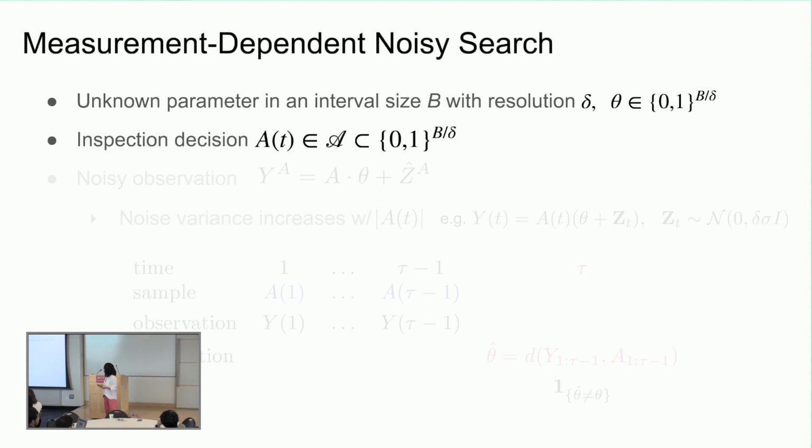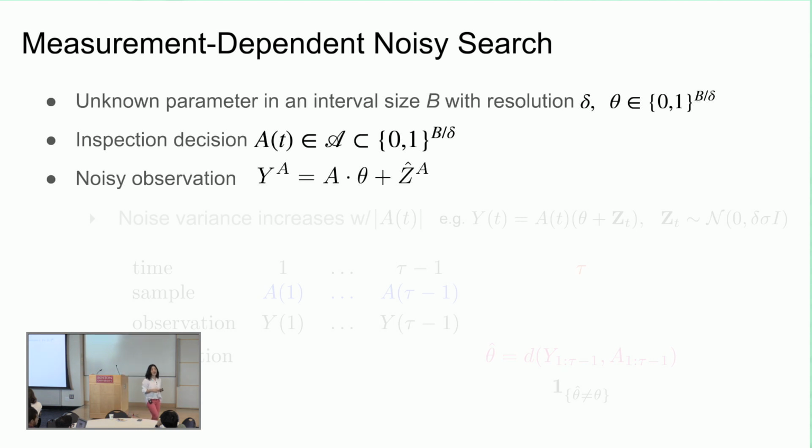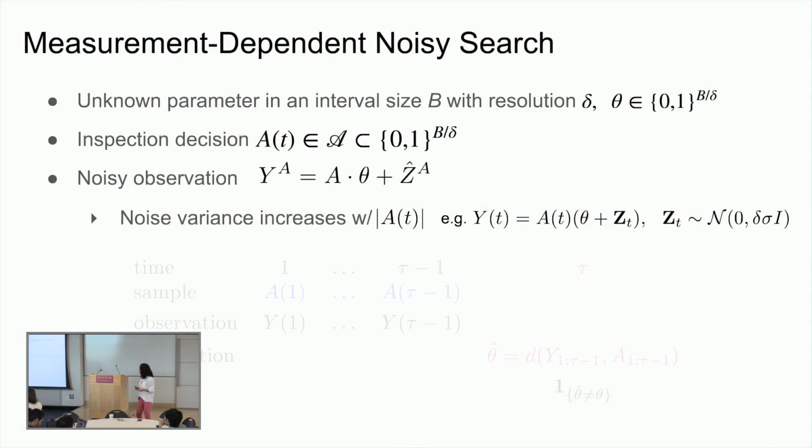And now my noisy observation has the following structure. It's the inner product of my action vector with my unknown vector theta, right? So in other words, if I put a 1 in the bin that has the target, the two ones will coincide, and I will get a 1. Otherwise, I get a 0, right? So this first element is either 0 or 1, depending on whether the intersection of the supports of these two vectors is empty or not, plus a noise. And I'm going to assume the variance of this noise increases with the more ones I put in my vector, right? So in other words, if I search a larger area, my noise is larger.